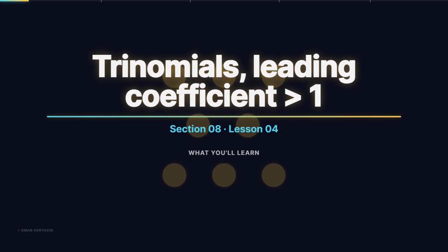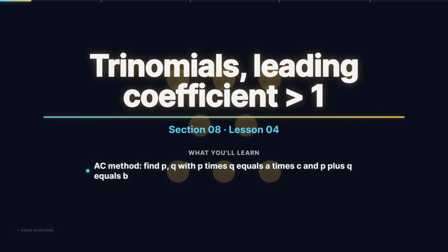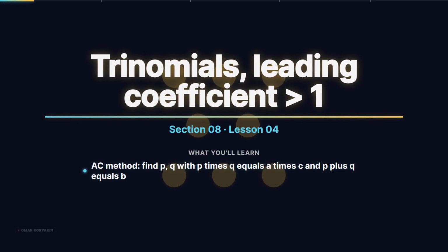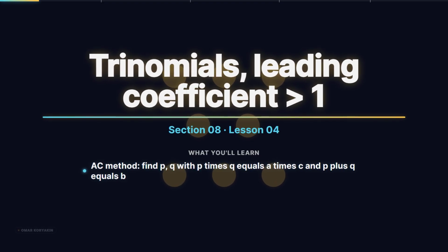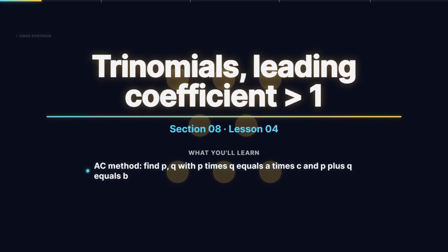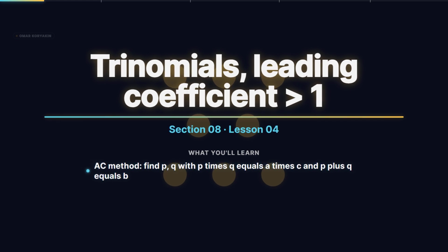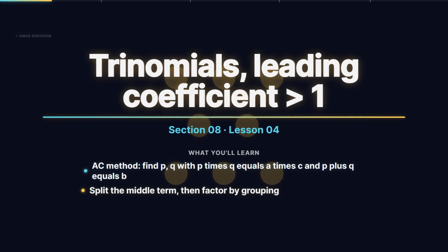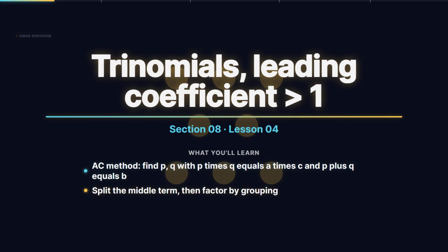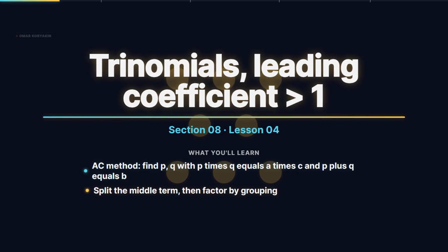Today's tool is the AC method, sometimes called the split-the-middle method. The AC method takes a trinomial of the form ax squared plus bx plus c and looks for two numbers whose product is a times c and whose sum is b. Once those two numbers are in hand, they replace the middle term and the four-term result factors cleanly by grouping. 3 small steps after the initial product is computed.